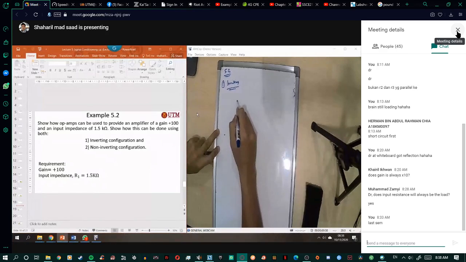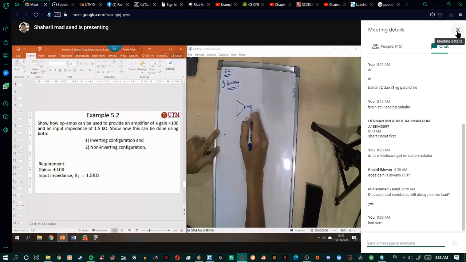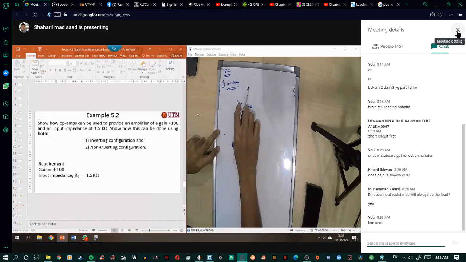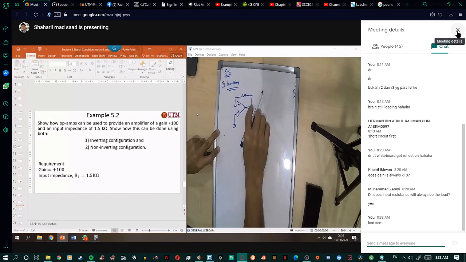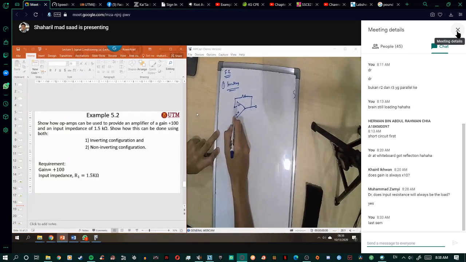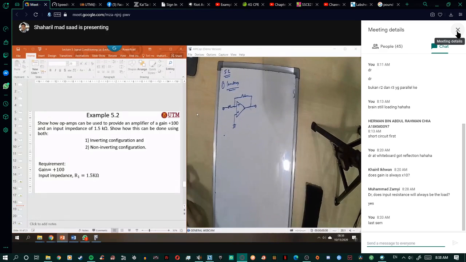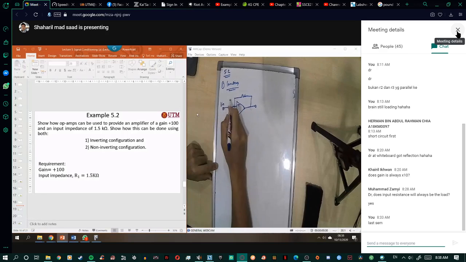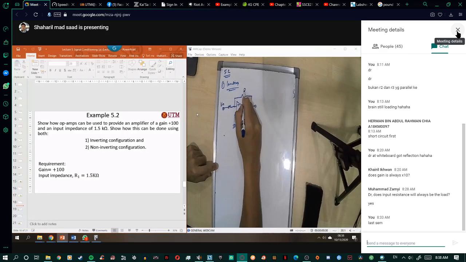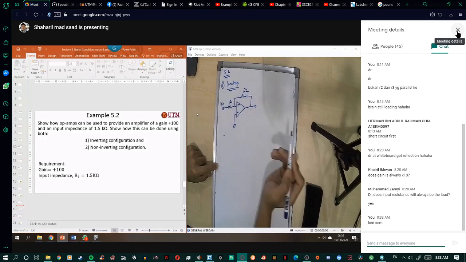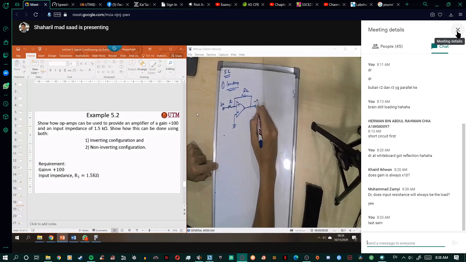For inverting, you just need a triangle here, minus, and plus going to ground, and then you have a feedback resistor here, and then you've got the input. So this one is V in, this one R2, this one R1. Now you've got the output here, V out.